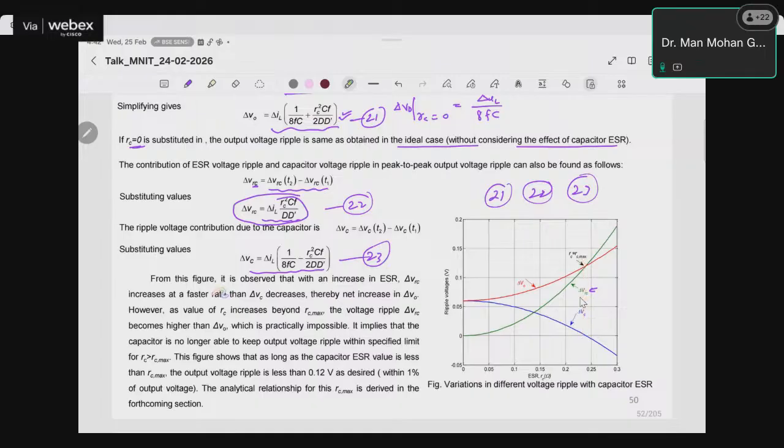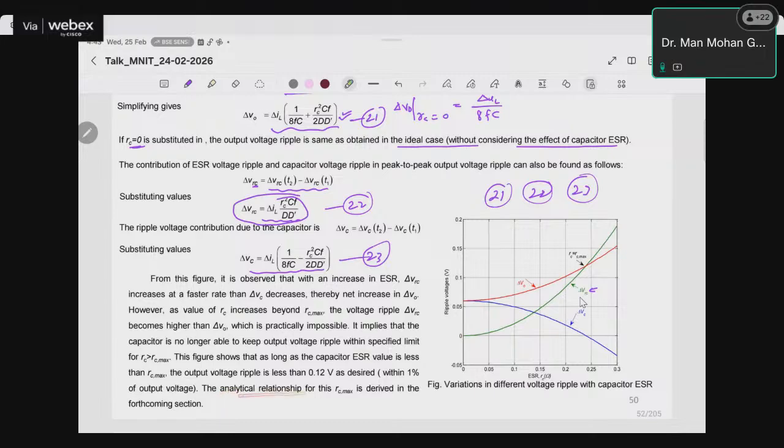So that's what I have written here. From this figure, it is observed that with an increase in ESR, del VRC increases at a faster rate than del VC decreases, thereby a net increase in del V naught. However, as the value of RC increases beyond RC max, the voltage ripple del VRC becomes higher than del V naught, which is practically impossible. It implies that the capacitor is no longer able to keep the output voltage ripple within the specified limit for RC greater than RC max. This figure shows that as long as the capacitor ESR value is less than RC max, the output voltage ripple is less than 0.12 volt, right? You can see here these output voltage ripples are given, as desired, within 1% of output voltage.